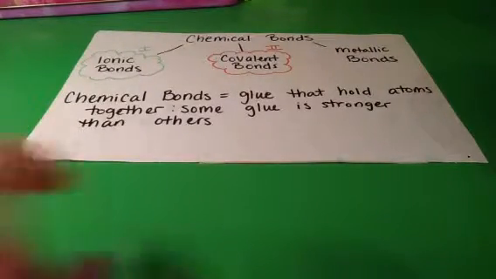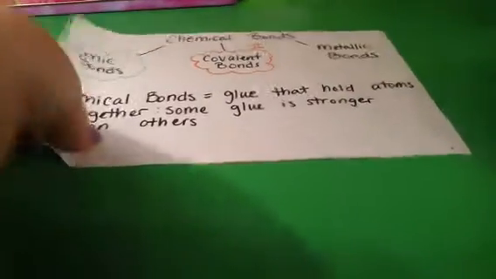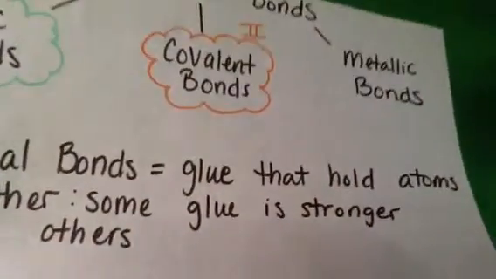So if you have forgotten, a chemical bond is the glue, usually having to do with electrons being shared or borrowed or taken, that holds atoms together. Just like with any glue, some glue is stronger than others. So let's look at covalent bonding.